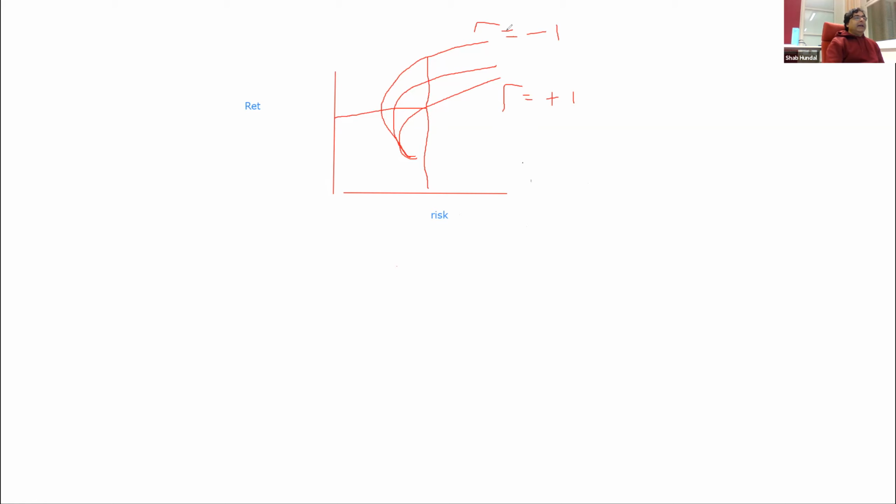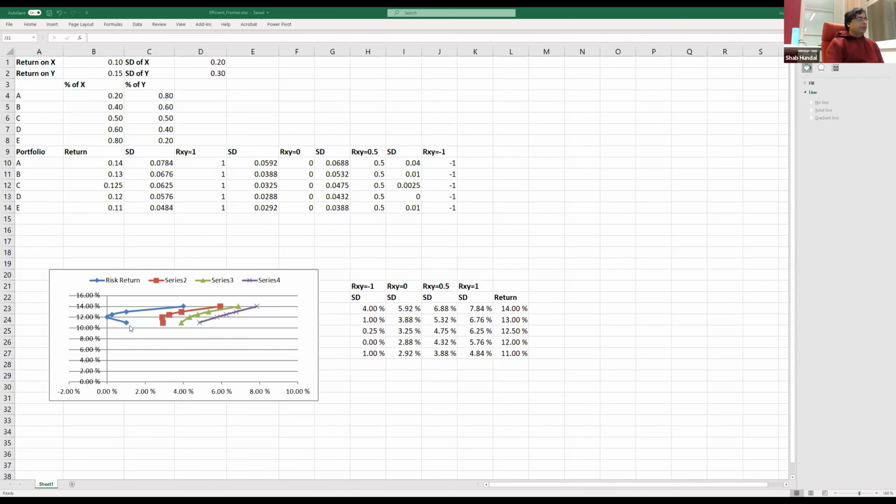So in Excel also, I tried to bring these points together, even though they don't exactly match, but we can assume that they all start from one point. So this is how the risk and return look, and this looks like this because of the correlation coefficient, when they move your efficient frontiers.